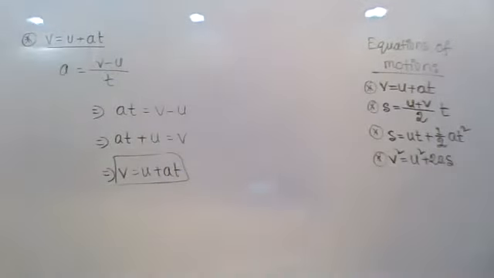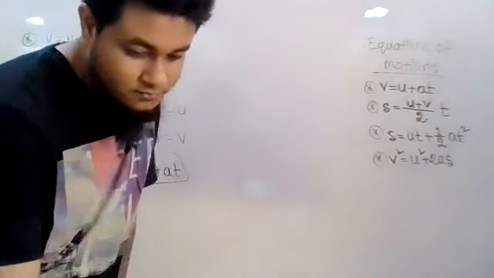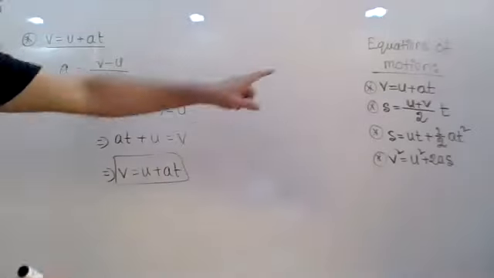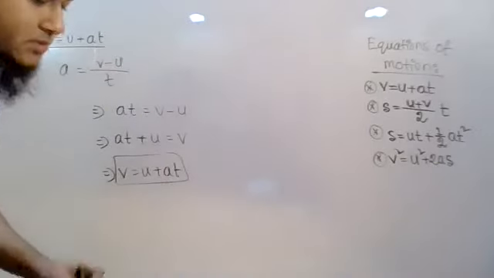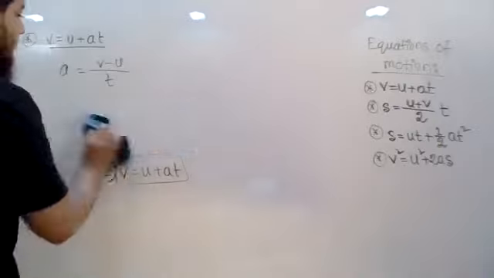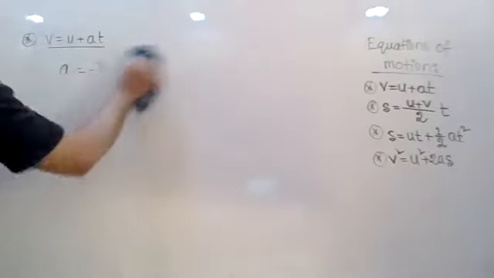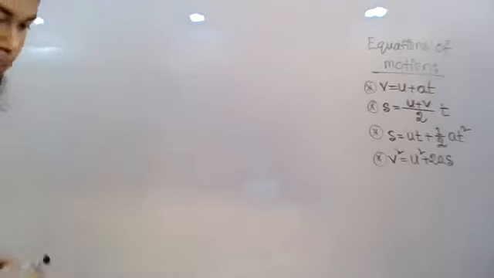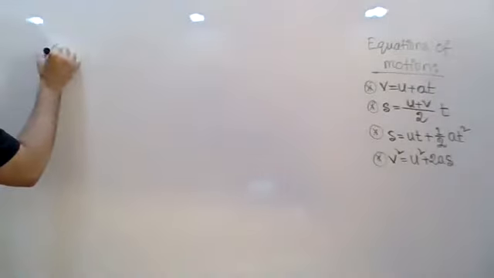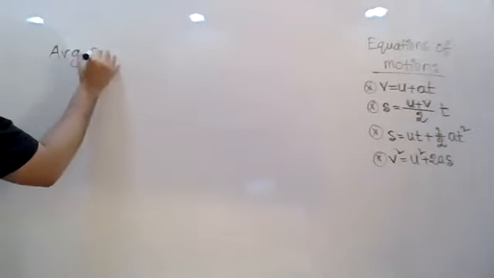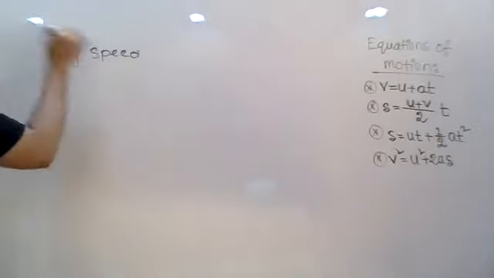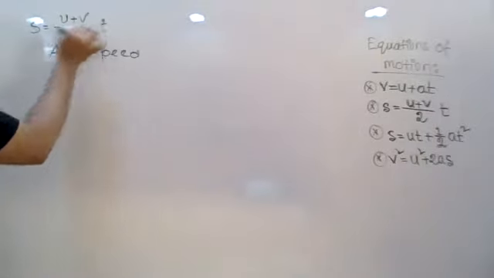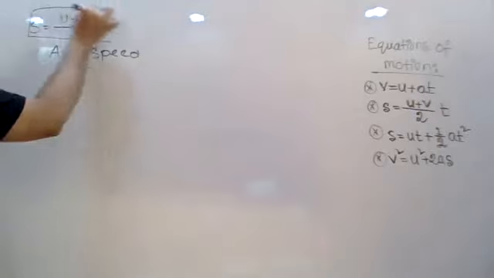Any doubt? Okay. So this is the first one. Now, inshallah, we will see how the second equation was developed. At first, let me write the equation: s equal to u plus v divided by 2 into t. We are going to prove this.